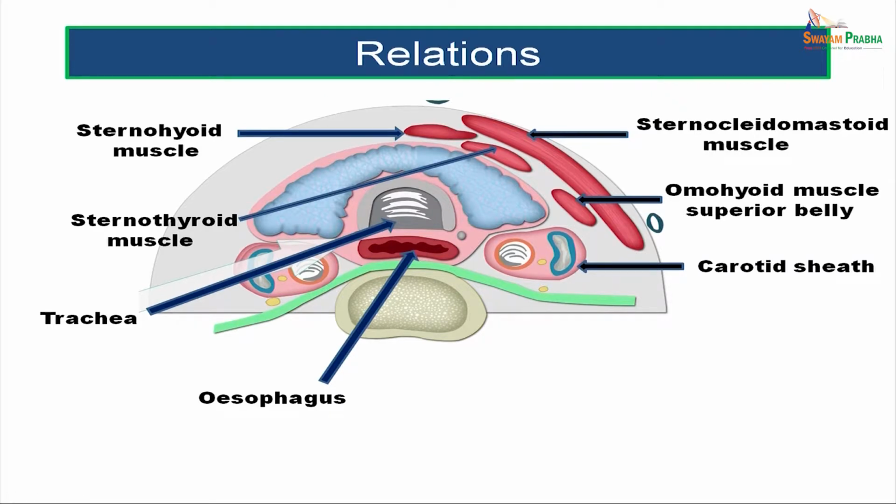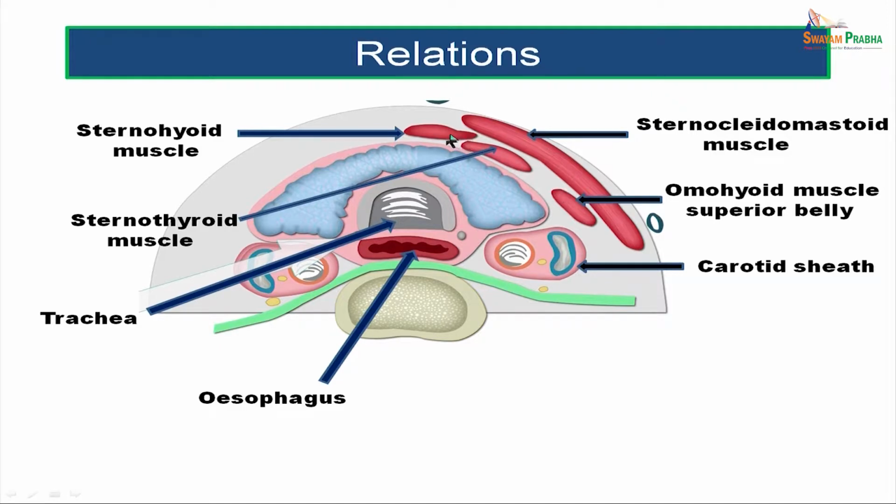Same can be appreciated on the cross section here, which is shown at the level of the thyroid gland, a cross section of the neck. When you get oriented to this cross section, you can see this is the thoracic vertebra, here is the esophagus, here is the trachea, here is the isthmus of the thyroid gland with the lateral lobes. This is the superficial surface of the lateral lobe and the relations which we spoke about.